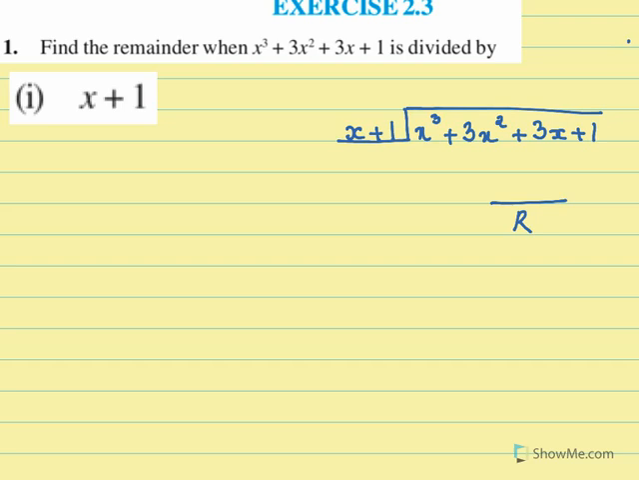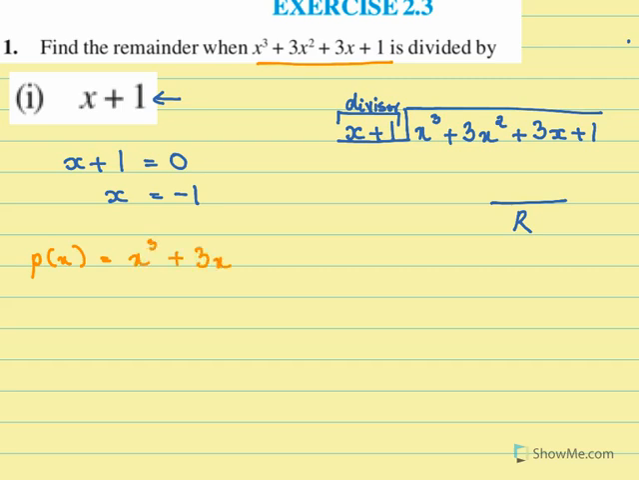So for the first step, you have to take your divisor. This is the divisor by which you are going to divide the polynomial, and in this case it's x plus 1. So you take x plus 1 equal to 0, you get x equal to minus 1. Now take the polynomial you need to divide. So p of x is your polynomial, x cubed plus 3x squared plus 3x plus 1, and you will find p of minus 1.